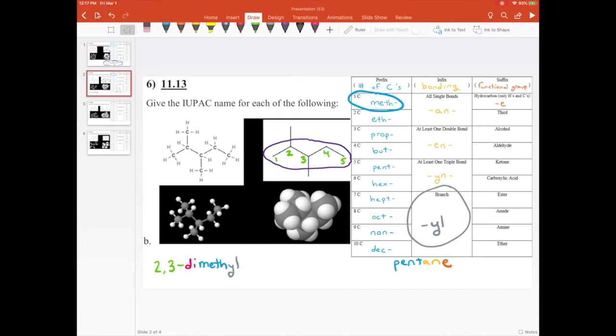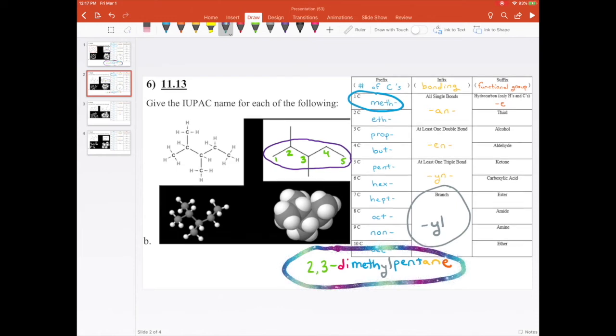Now, we have 2 puzzle pieces. We have 2,3-dimethyl, and we have pentane. The name for the backbone always comes last. So you can take the name for those branches, put it in front of the name of the backbone, and that gives you the name for the whole molecule. The name for this entire molecule is 2,3-dimethylpentane.